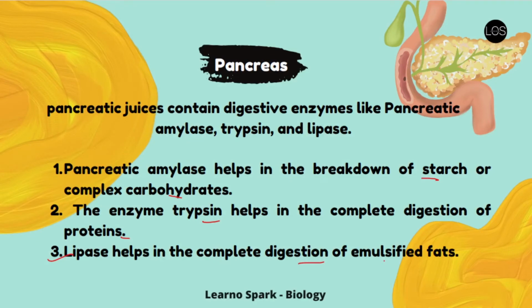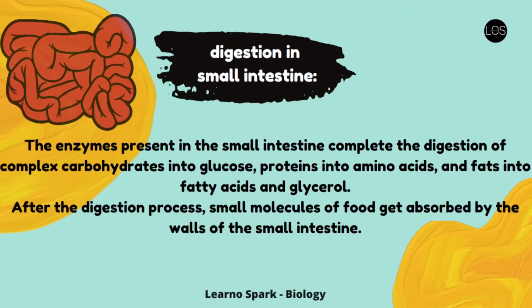Let us look at the digestion process in small intestine. The enzymes that are present in small intestine complete the digestion of food. That means small intestine is the site of complete digestion of food. Complex carbohydrates are converted into glucose after digestion. Proteins are converted into amino acids, and fats are converted into fatty acids and glycerol after digestion.